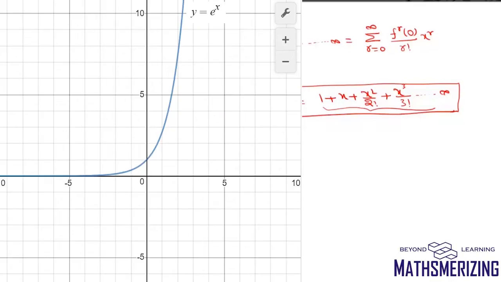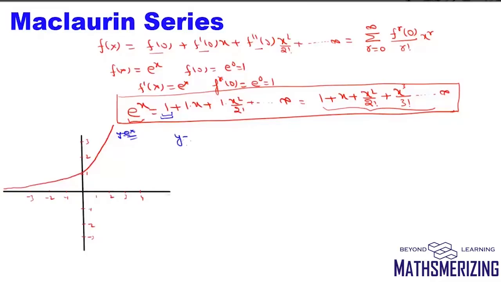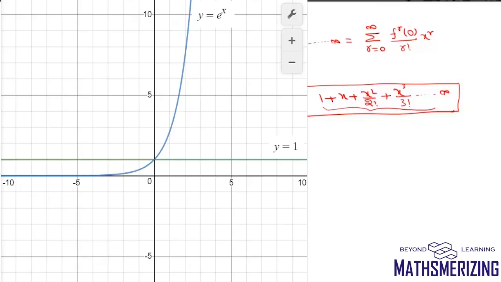Now suppose I take a very crude approximation of e^x. I'll just consider the first term. Suppose I say it is y = 1. So I'll draw this line. So y = 1 is a very crude approximation of e^x. Only at 0 are the values the same and there is no other similarity between the two curves.